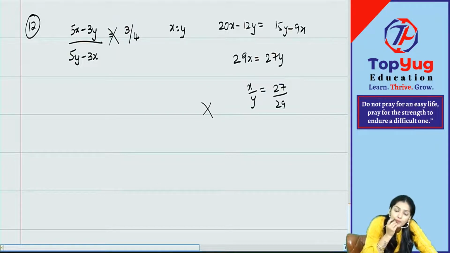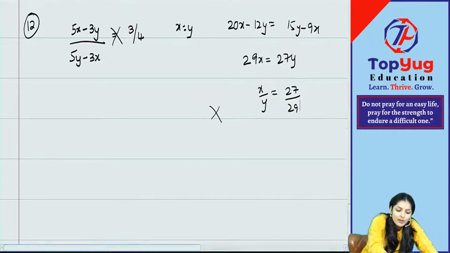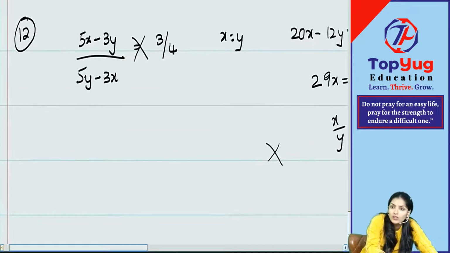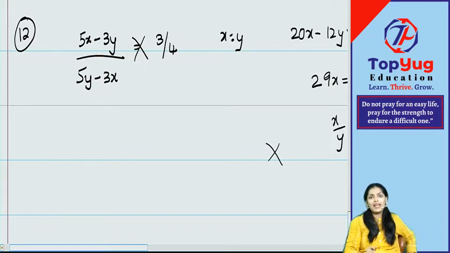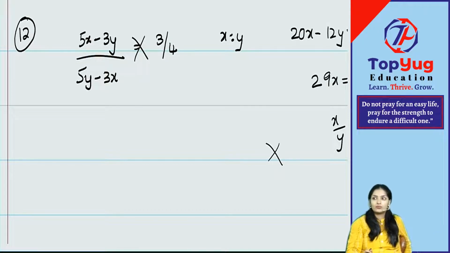Which one? Cross multiply, this one is equal to, cross multiply. AD is equal to BC.